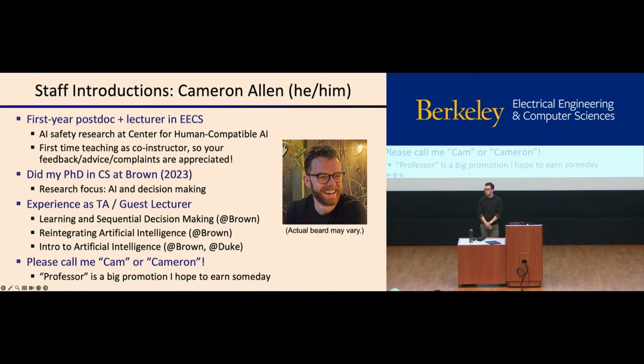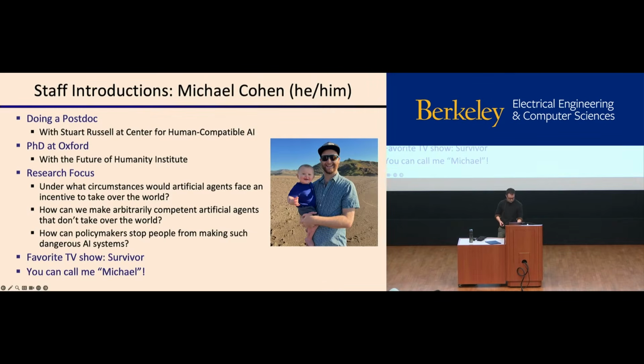I did my PhD at Brown in computer science, and just graduated last year. My focus was in AI and decision making, so very relevant to this course. I also have some teaching experience as a TA and a guest lecturer across a bunch of different AI courses. One note is that I'm not a professor. Please don't call me a professor. That's a promotion I would have to earn someday, and hopefully that will happen. You can just call me Cam or Cameron. The other instructor for the course is Michael Cohen, so let him introduce himself.